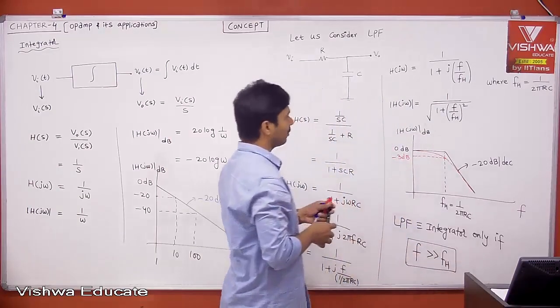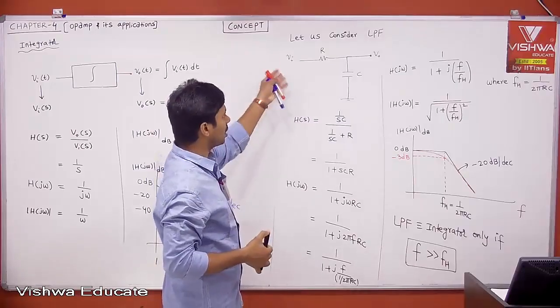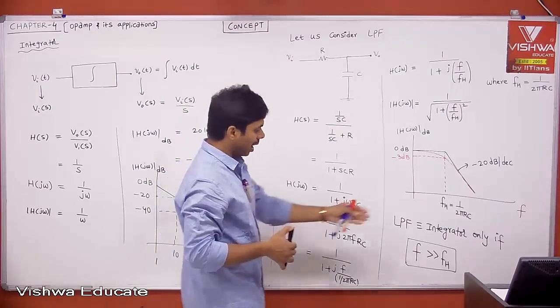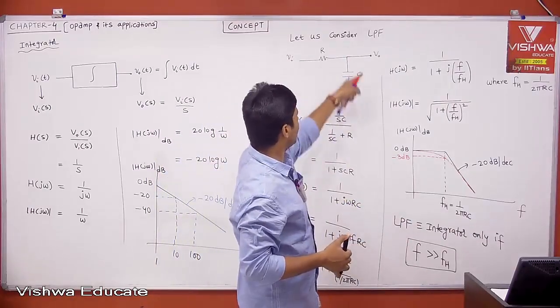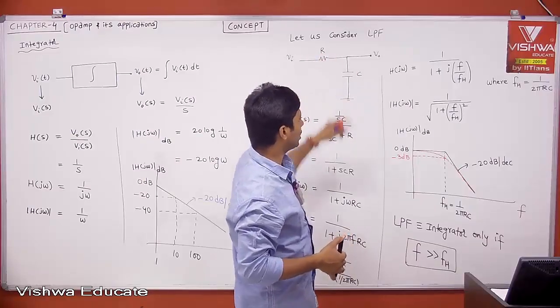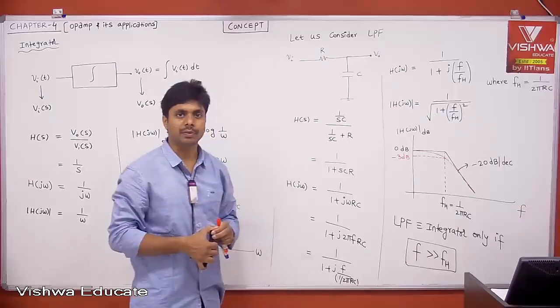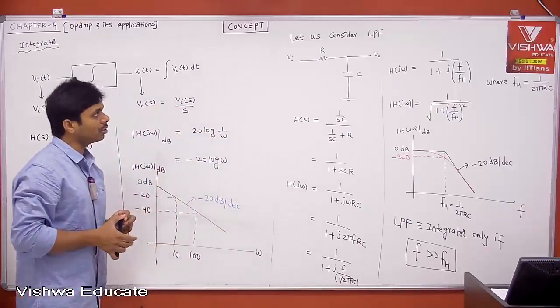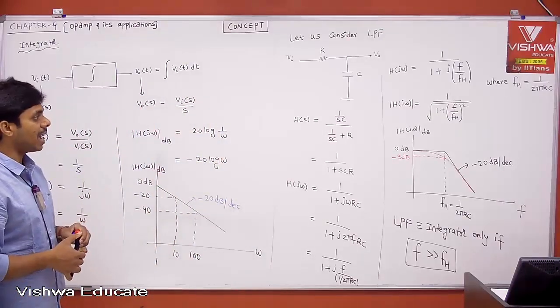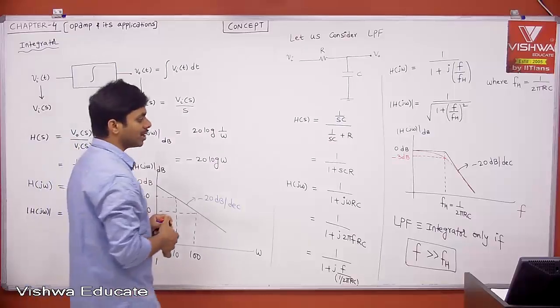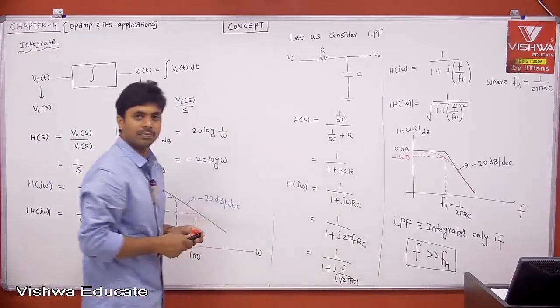Therefore, what is f? The frequency of the input signal with which you are exciting the circuit, and fh, the higher cutoff frequency of your low pass filter, that depends on R and C, 1 by 2 pi RC. Okay, therefore we got to know that we can use a low pass filter as an integrator only when f is very much greater than fh.